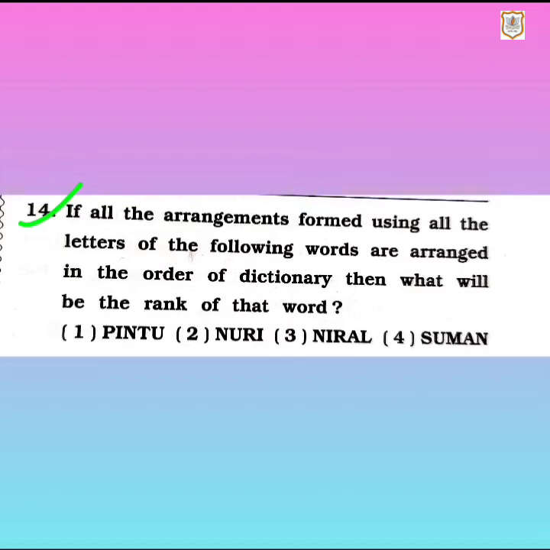If all the arrangements formed using all the letters of the following words are arranged in the order of the dictionary, then what will be the rank of the word? So in this sum we need to find the rank of the word. The first word is Pintu, second Noori, third Neeral, fourth Suman. We'll solve this sum with the help of the shortcut method and find the rank. So let's solve it.